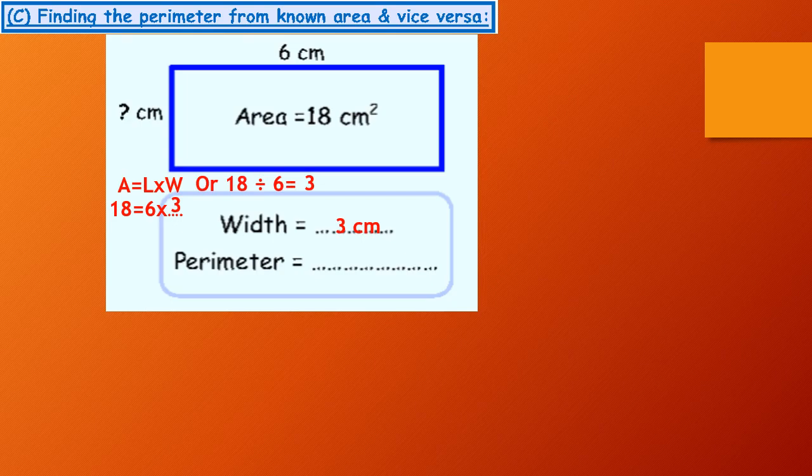The perimeter of this rectangle is length plus width, times 2. So 6 plus 3 is 9, times 2 equals 18 centimeters.